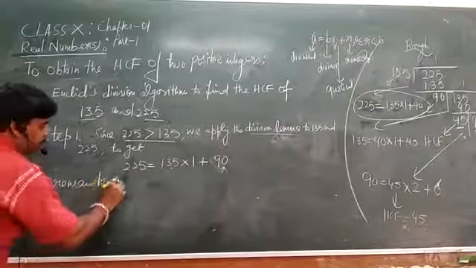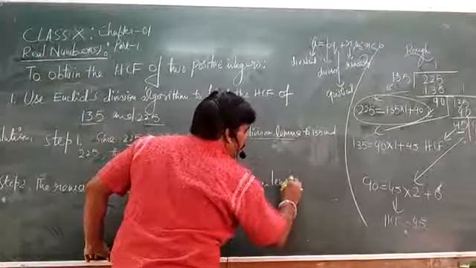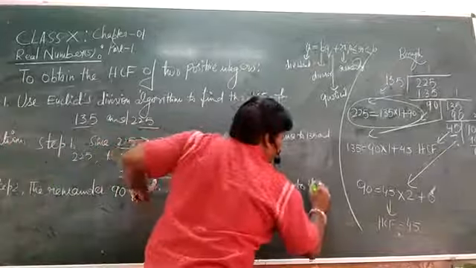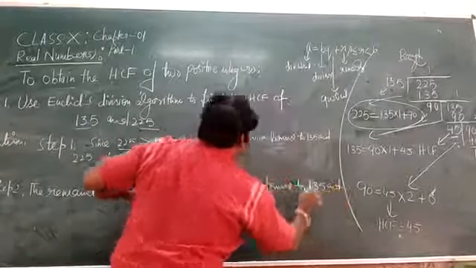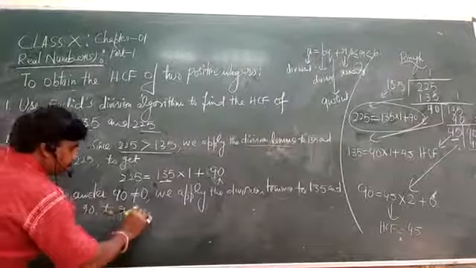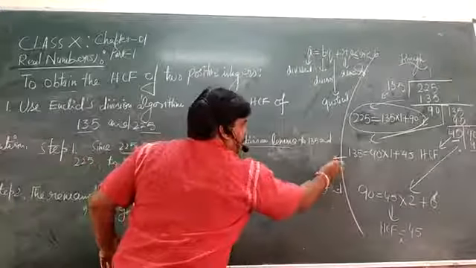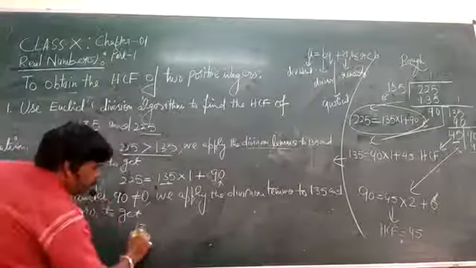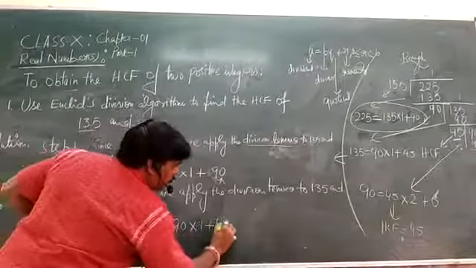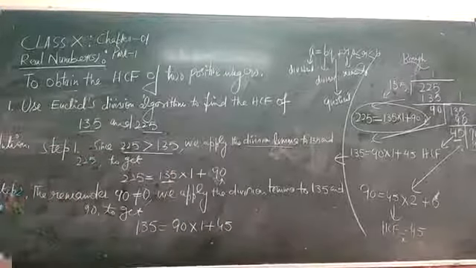So we apply the same way here. Apply the division lemma to 135 and 90 to get, this second one we will write here. So 135 is equal to 90 into 1 plus 45. Likewise we will repeat this one.